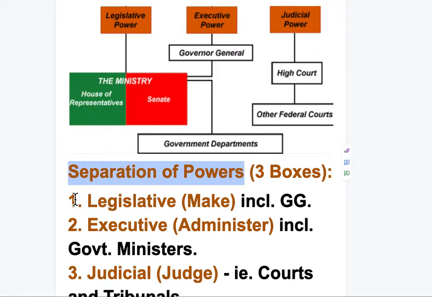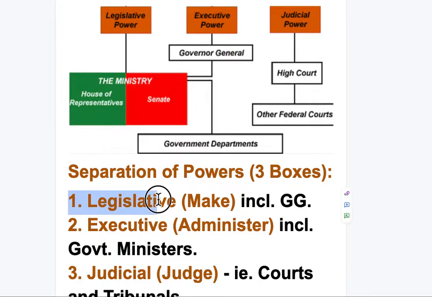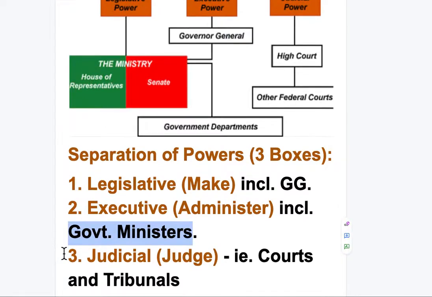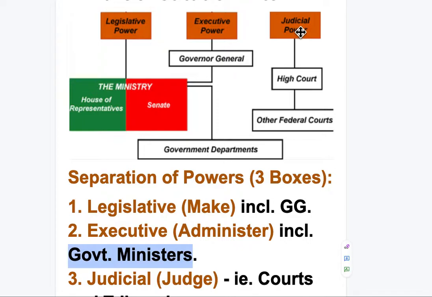So you see this text here, separation of powers, three boxes. We have the legislative body or power which makes the laws. Okay, in our case that's Parliament, federal Parliament, because we're talking about federal. We have the executive, which administers the laws. So you can see in the middle there that's the executive, and it says government departments down the bottom there, and includes the Governor General, but also includes, what's not in this diagram, the government ministers. So the ministers head up the government departments. So the Minister of Education heads up the Education Department, Minister of Defence heads up the Department of Defence, and so on. Okay? And then on the right-hand side, you've got the judicial power, which is the power to judge.